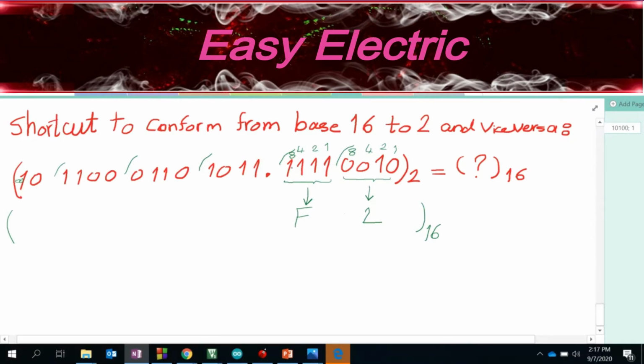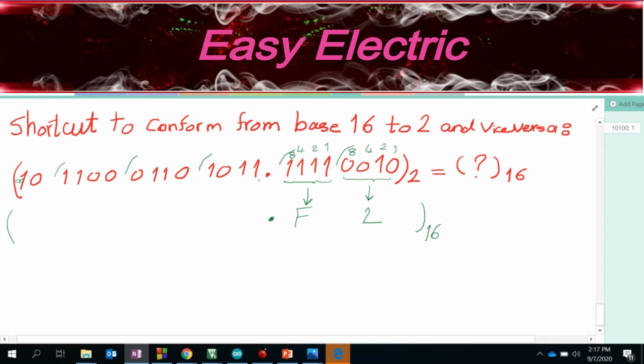Just be careful. Whenever you split with 4, definitely the biggest digit you could make is 15 whenever all 4 of them are 1, which makes sense, right? In base 16, the biggest digit you could have is 15, which is F. Okay, so again it makes sense.